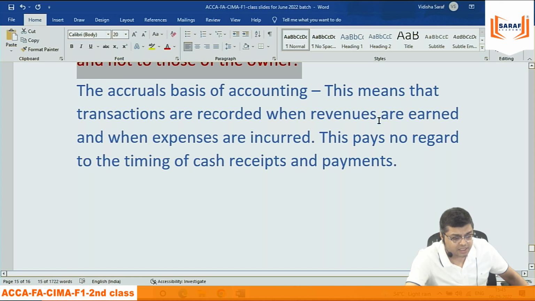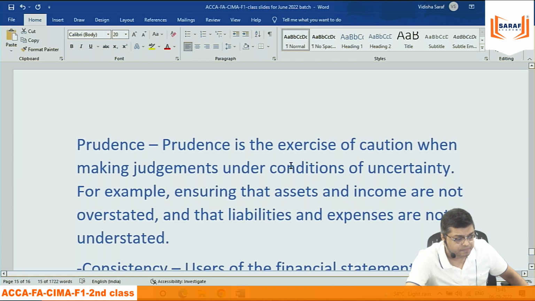This means that the transaction is recorded when revenues are earned, even though there is a credit sale, it is recorded. Even though there is a purchase on credit, it is recorded. This pays no regard to the timing of cash receipts. Accrual basis.